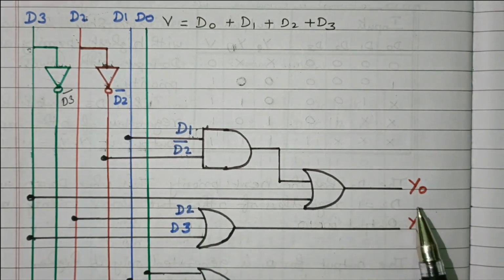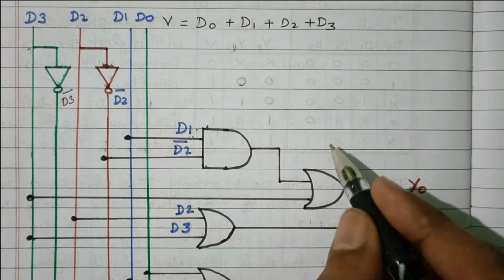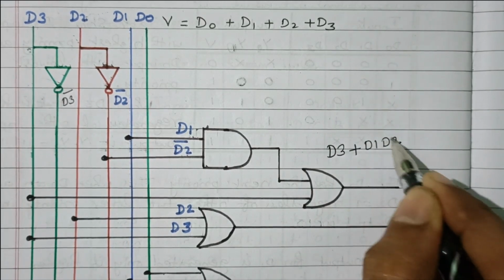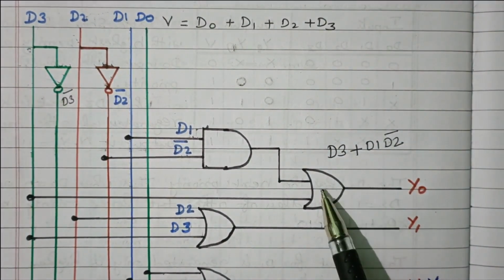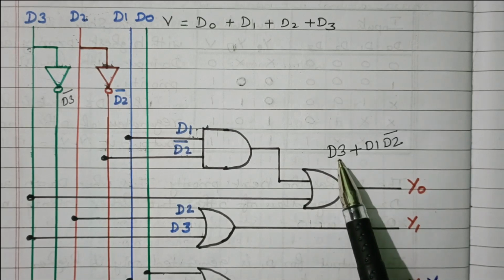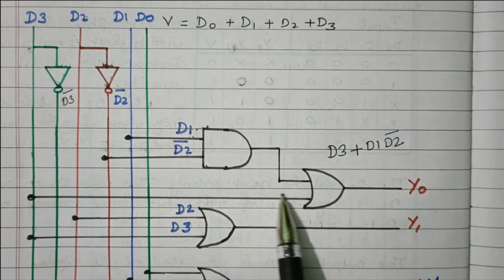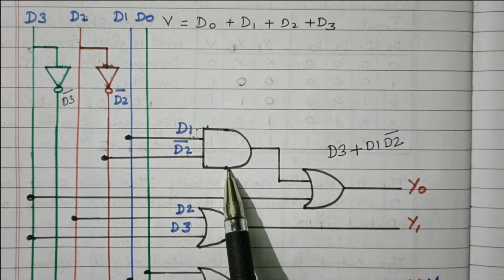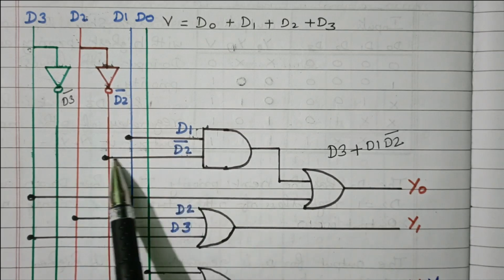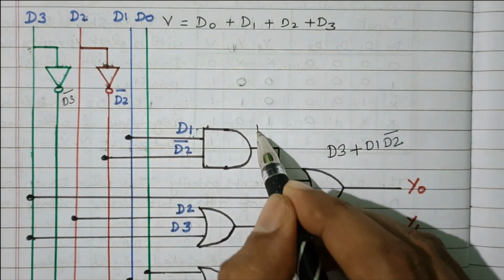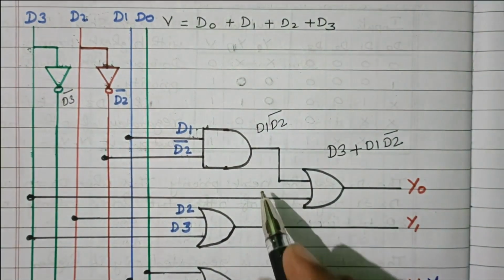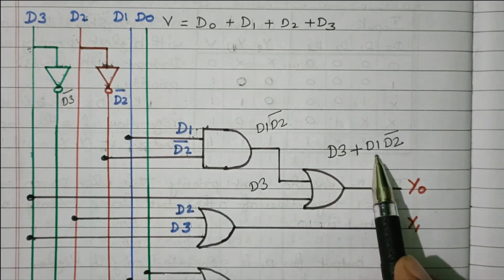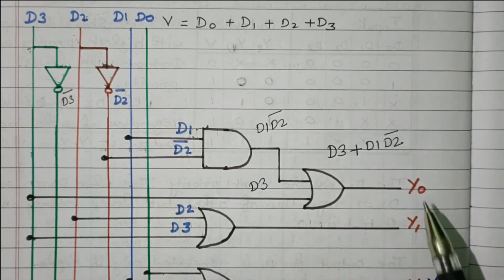Right. First we will see Y0. What is Y0? Y0 is nothing but D3 plus D1, D2 dash. Right. So here we need one OR gate. One input is D3, so D3 is connected. Another input is D1 into D2 dash. For that we need one more AND gate. So D1 is connected, D2 dash is connected. So here we will get D1, D2 dash. Here D3 is available. Now these two are added together, D3 plus D1, D2 dash. So we will get the output as Y0.